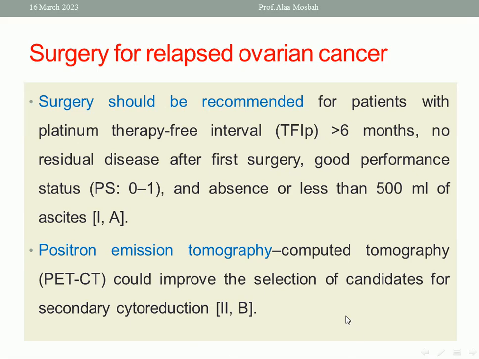Is there any role for positron emission tomography, computed tomography, what's called PET-CT scan? Yes, it could improve the selection of candidates for secondary cytoreduction.